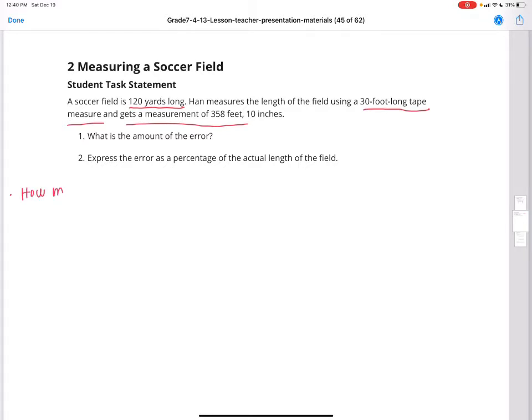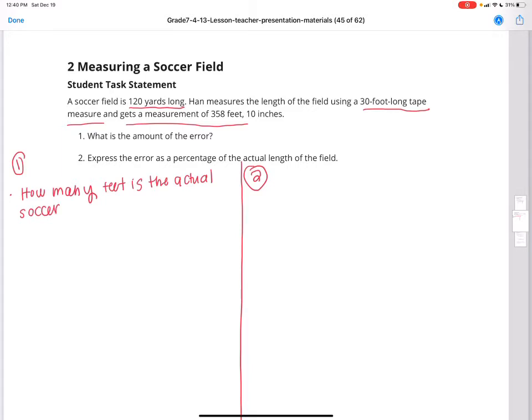I'm going to write this question down, because remember, yards and feet are not the same. I'm going to use this side to answer question 1 and this side to answer question 2, okay? So you need to first figure out how many feet is the actual soccer field, because it's saying that it's 120 yards, but in 1 yard there is 3 feet.